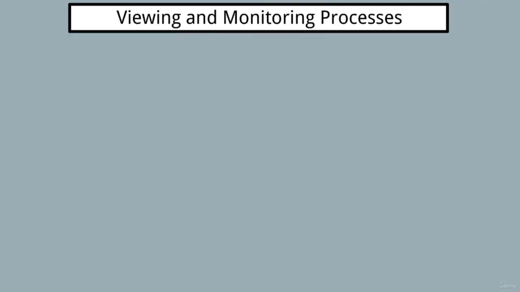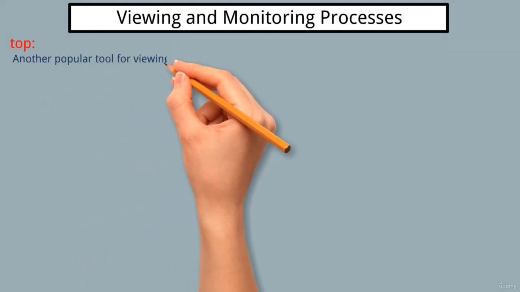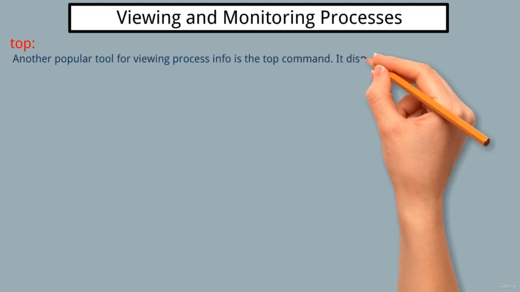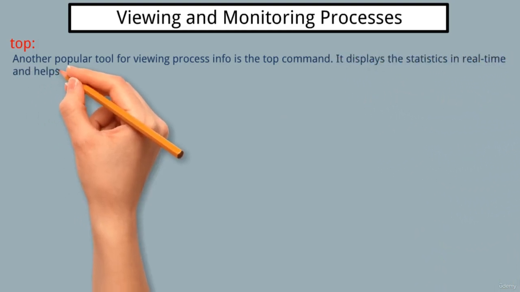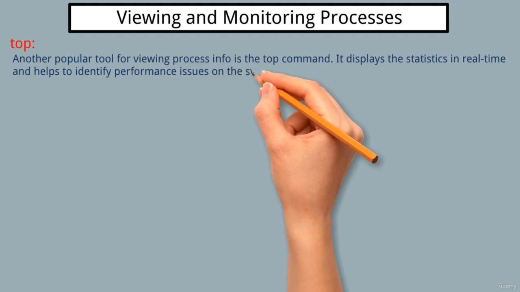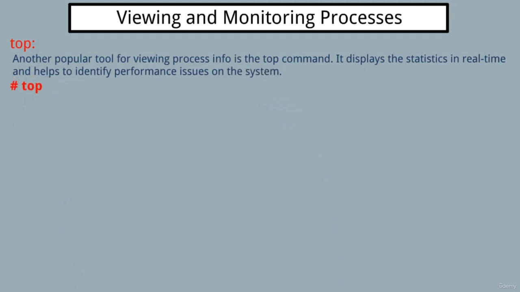The next one is the top command. It's a very useful command when you want to look at your system because it gives you the information live. Whatever's going on in your system, running the top command will tell you exactly what's going on in real time. This is another popular tool for viewing process information. It displays the statistics in real time and helps to identify performance issues on the system. So let's run the top command and see what it does.